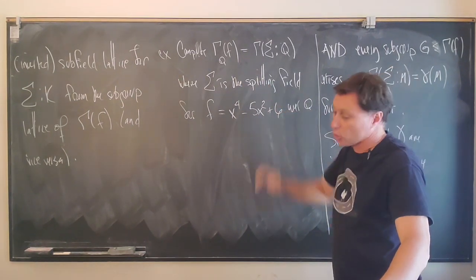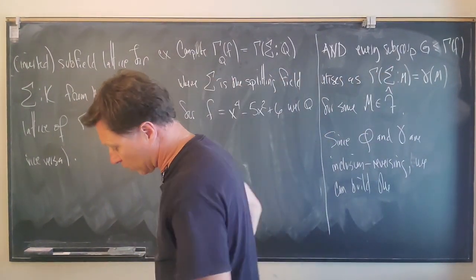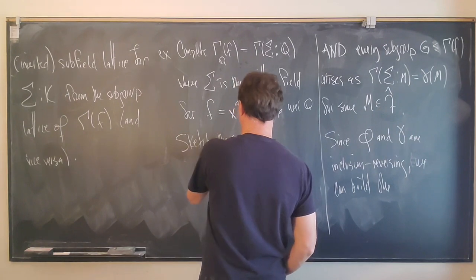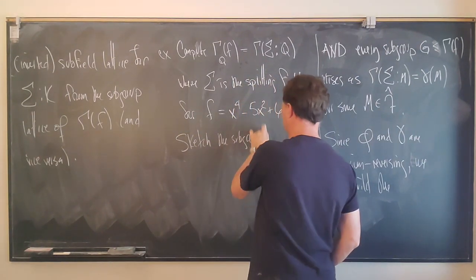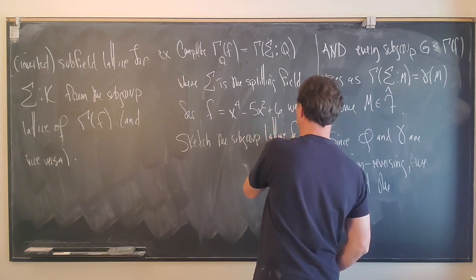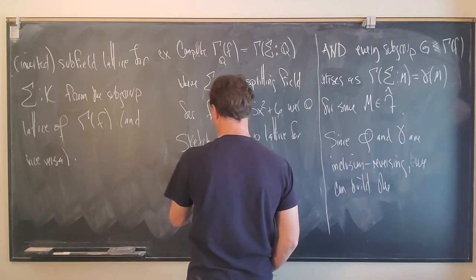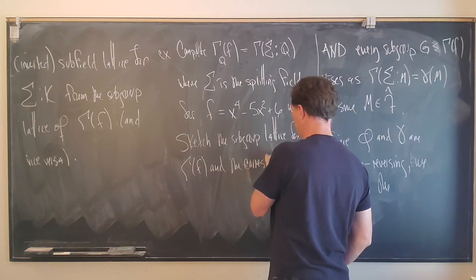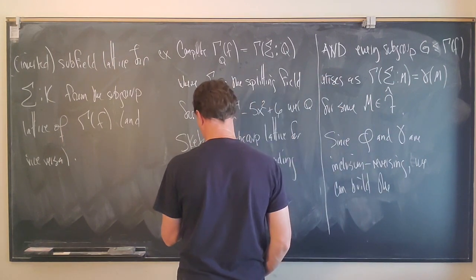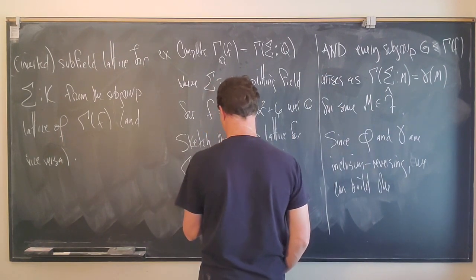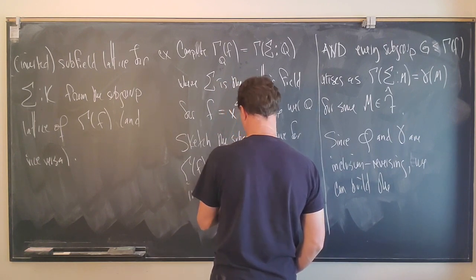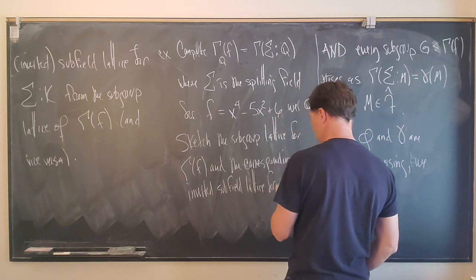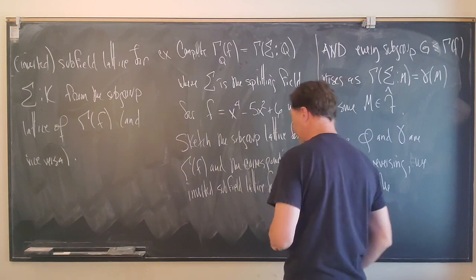Okay, so we want to compute the Galois group, and then from that, once we've done that, let's sketch the subgroup lattice for Γ(f) and the corresponding inverted subfield lattice for Σ over Q.